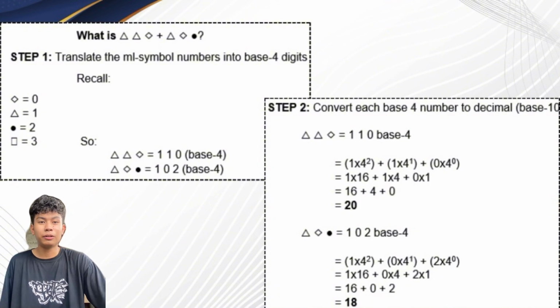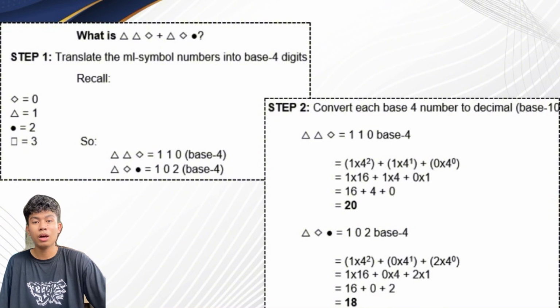Step 2, convert each base 4 number to decimal. Alpha alpha void equals 110 in base 4. The solution is 1 times 4 squared plus 1 times 4 to the first power plus 0 times 4 to the 0 power, which is equal to 1 times 16 plus 1 times 4 plus 0 times 1, equals 16 plus 4 plus 0, equals 20.